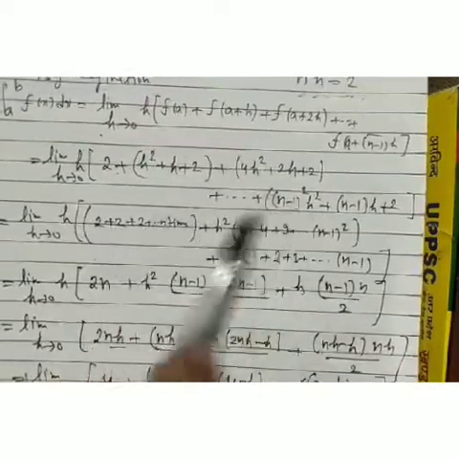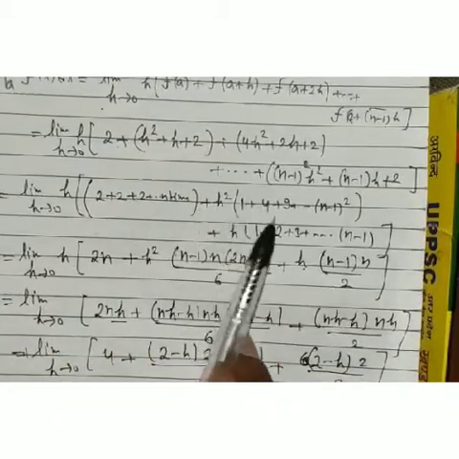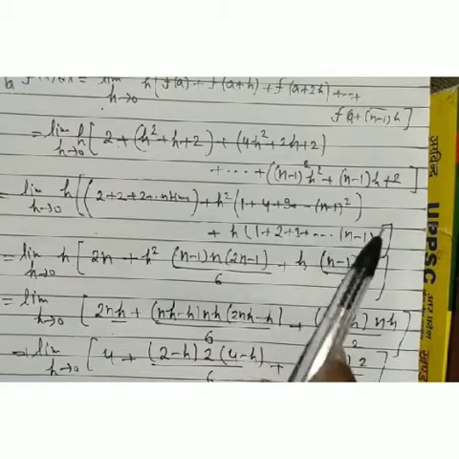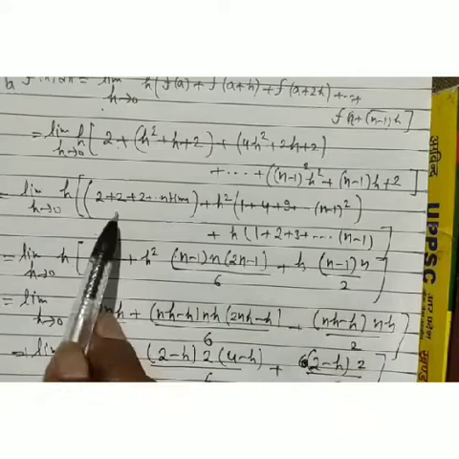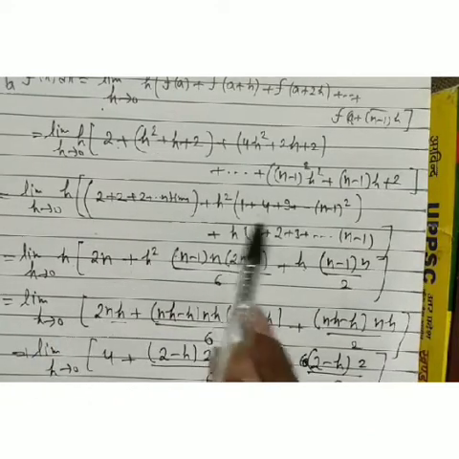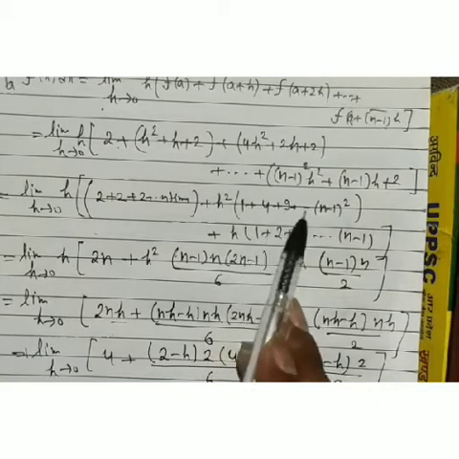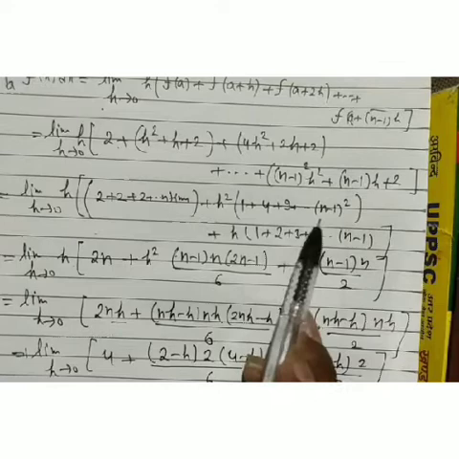we have divided the whole series into 3 parts: 2 plus n times, then taking common h square, 1 plus 4 plus up to n minus 1 square, then taking common h, 1 plus 2 plus up to n minus 1 h. Then our 2 is n times, then the sum is given by 2n. Now it's a series of 1 square plus 2 square plus 3 square plus up to n minus 1 whole square. It's a summation of sigma of n minus 1 whole square.